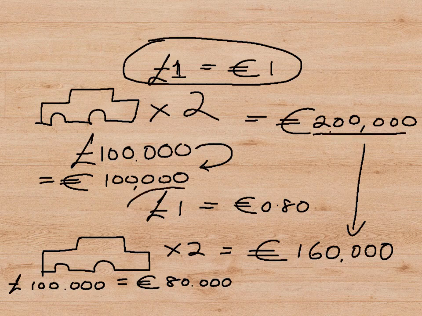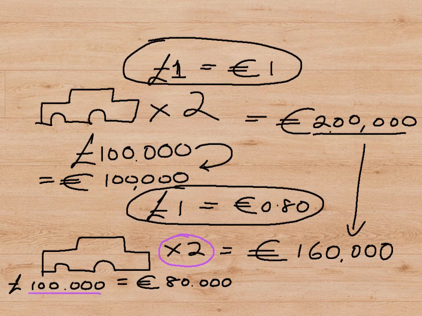Now imagine that the pound depreciates against the euro to £1 equals 80 cents. But also imagine that Eurozone customers keep buying 2 cars, at least initially. They don't change the quantity of exports that they buy from the United Kingdom. Those cars, which cost £100,000, are now valued at €80,000 each. So if Eurozone customers continue to buy 2 cars from the UK, the total value of UK exports will fall to €160,000.